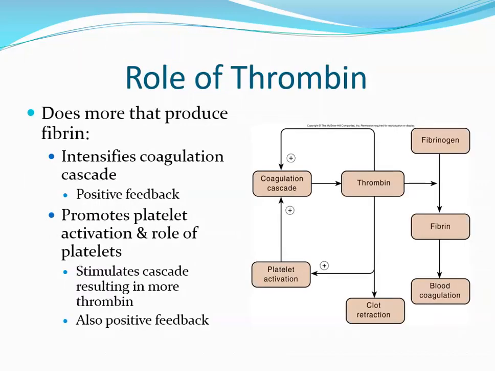Now we're going to look a little bit more at thrombin and some of its other roles. It does more than just convert fibrinogen into fibrin. This is the pathway that we've looked at already. Fibrin also helps to intensify the coagulation cascade. This is a positive feedback loop, ensuring that more and more thrombin is going to be produced so that more and more fibrin can be made. Thrombin also promotes platelet activation and the role of the platelets. This too will stimulate that cascade, resulting in more thrombin. Also a positive feedback loop.